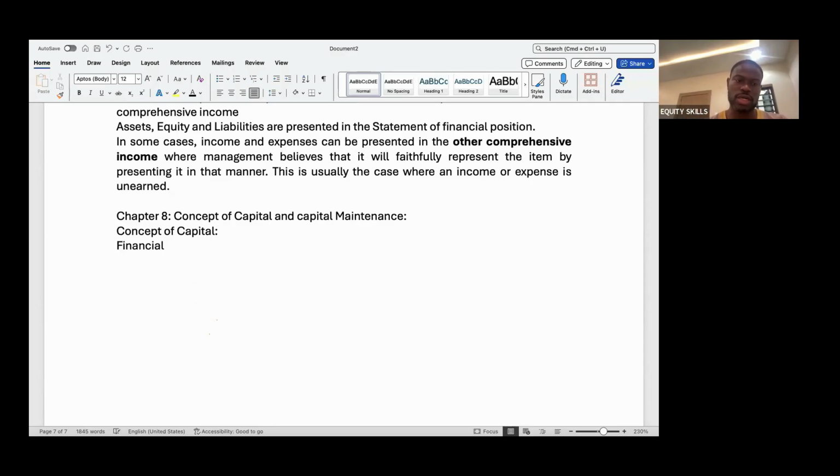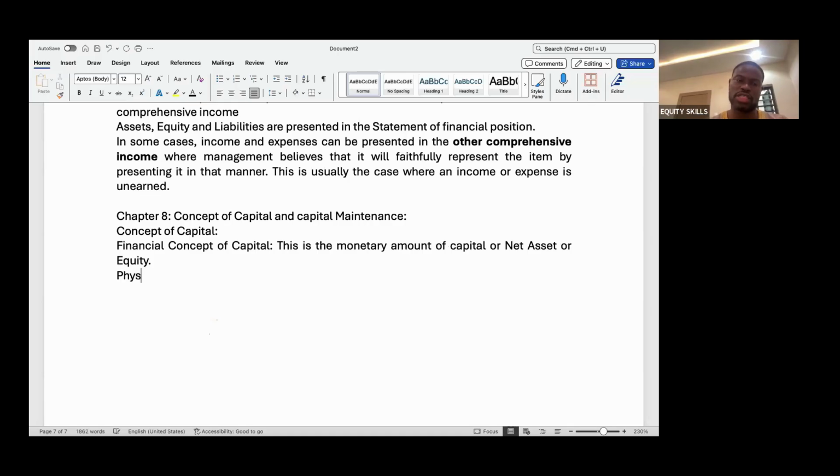So we have the financial concept of capital, which is the monetary amount of capital, or what we call net assets or equity, right? That's the financial concept of capital.